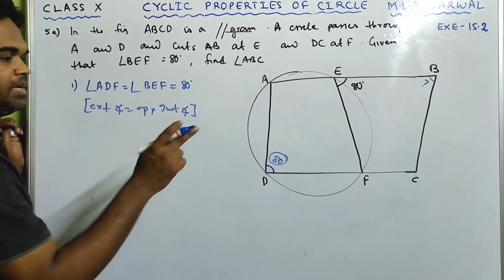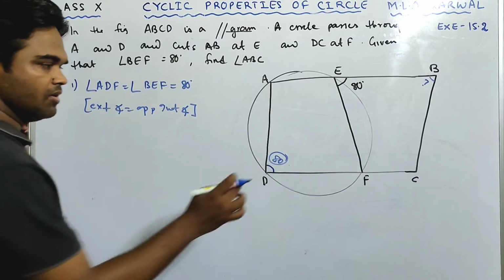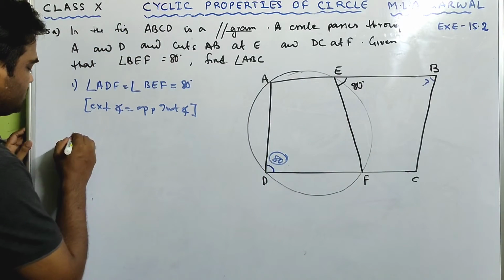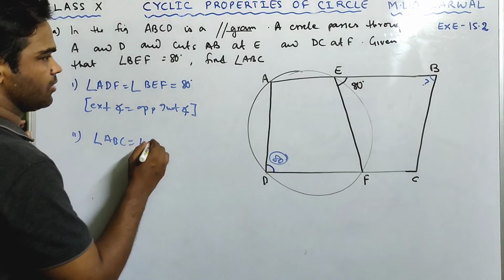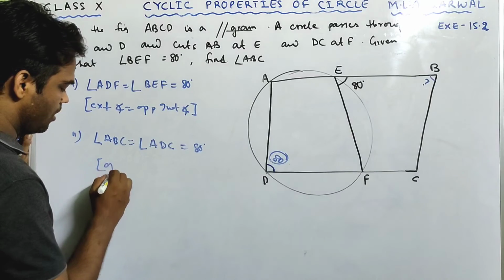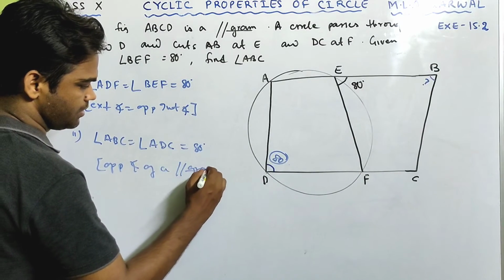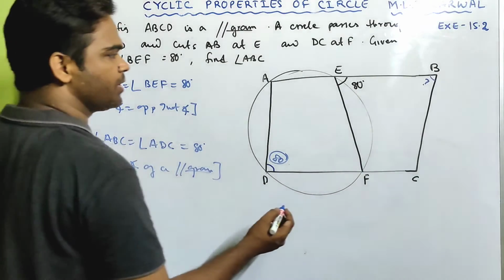Now look carefully, ABCD is a parallelogram. This means opposite angles in a parallelogram are equal, which means we can directly say angle ABC will be equal to angle ADC will be equal to 80 degree. Why? Opposite angles of a parallelogram are equal. Isn't it very easy? We used just two properties.